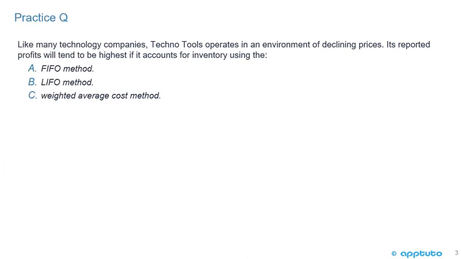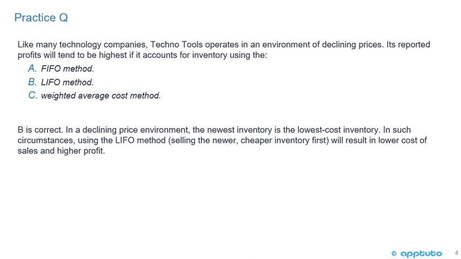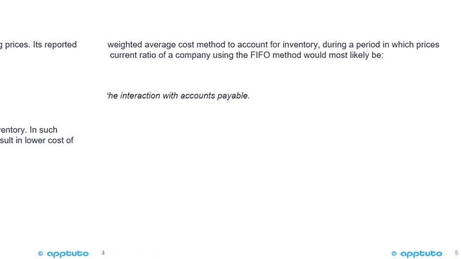Like many technology companies, TechnoTools operates in an environment of declining prices. Its reported profits will tend to be highest if it accounts for inventory using A, the FIFO method, B, the LIFO method, or C, the weighted average cost method. B is correct. In a declining price environment, the newest inventory is the lowest cost inventory. In such circumstances, using LIFO, last in, first out, you're selling the newer, cheaper inventory first, and it's going to result in the lower cost of sales and the higher profit margin.